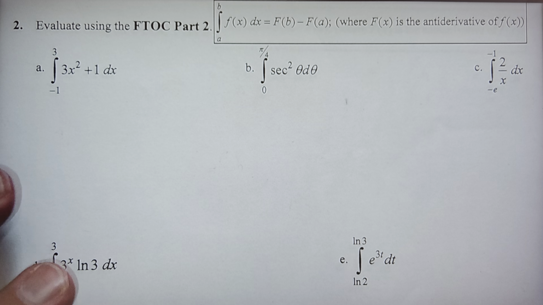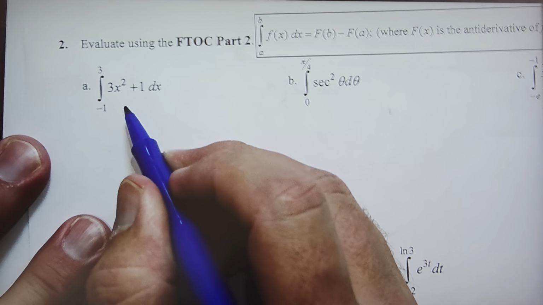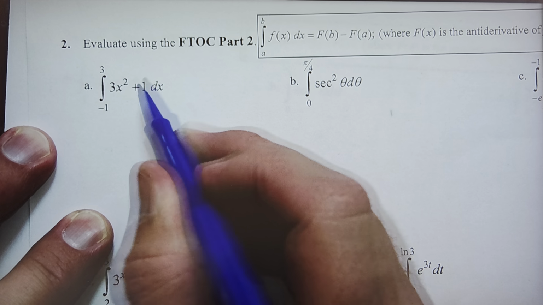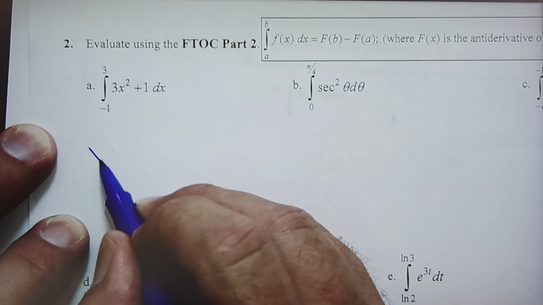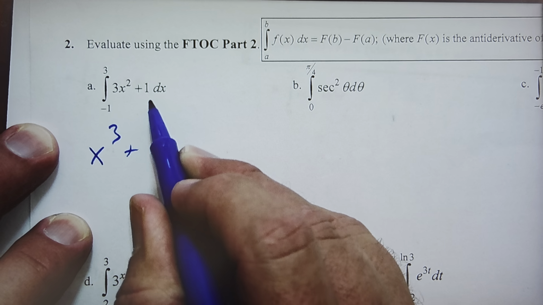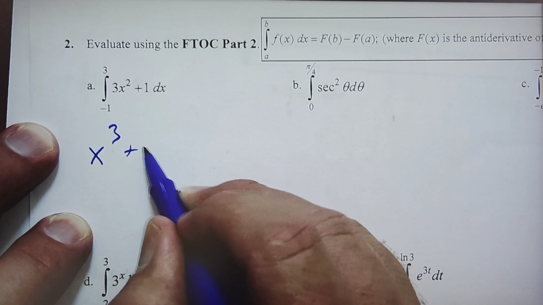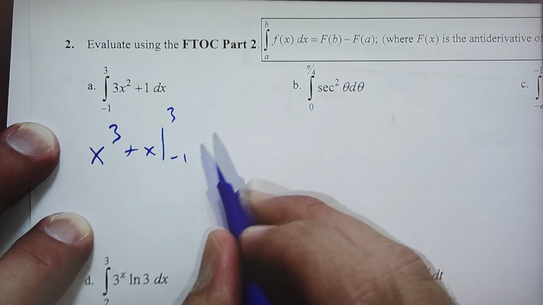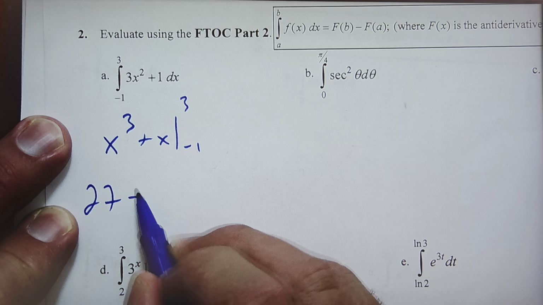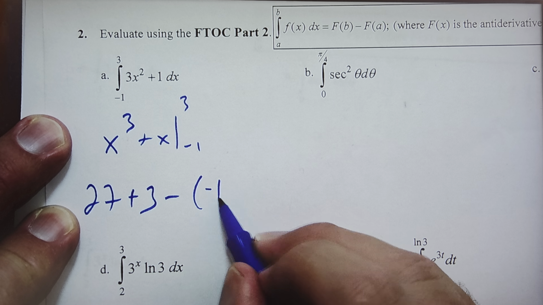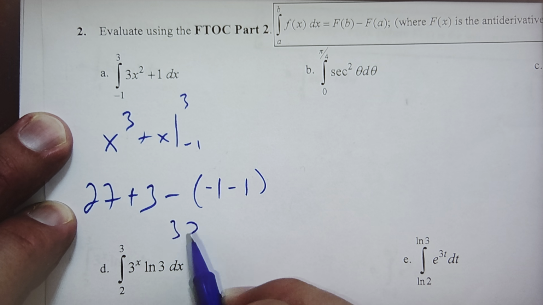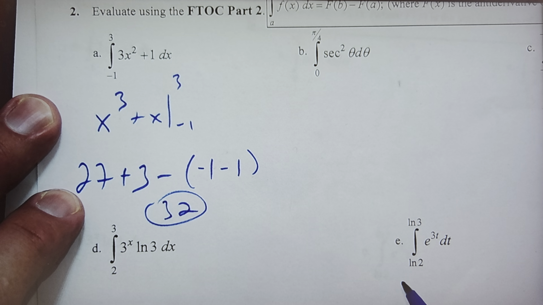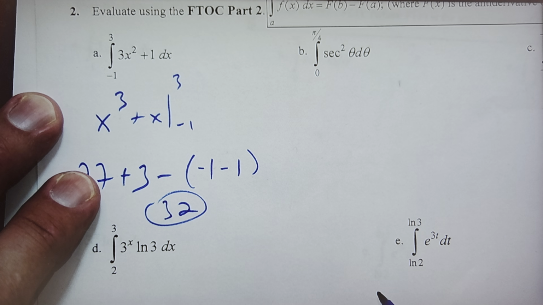Alright, let me catch up to you guys. This one is pretty easy, yes? When there's a 3, it just kind of goes back up. So the antiderivative was x cubed plus x. And then I just have to throw this stuff in. So throw a 3 in, minus throw a -1 in. So you get 30 plus 2, I get 32. Is that what you guys got? Cool.